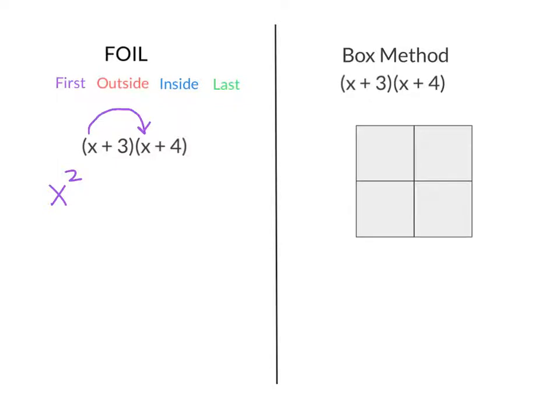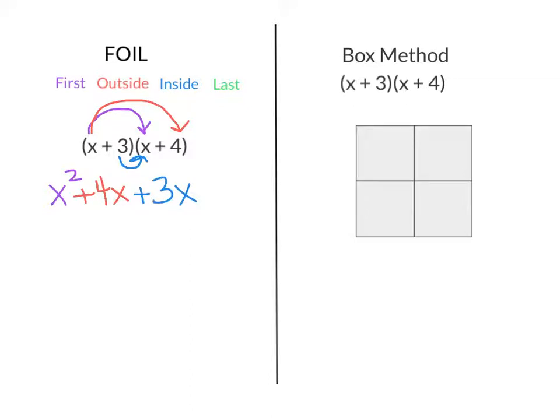Then I go to outside. This is telling me to pick the two values that are on the outside of my problem. So I'm going to take x times 4, and x times 4 is 4x, and since it's positive, I'm going to put plus 4x. Next, I go to inside. This wants me to take the two values that are inside of my problem. So the two most inside values, I'm going to take 3 times x. That's 3x, and since it's positive, I'm going to put plus 3x.